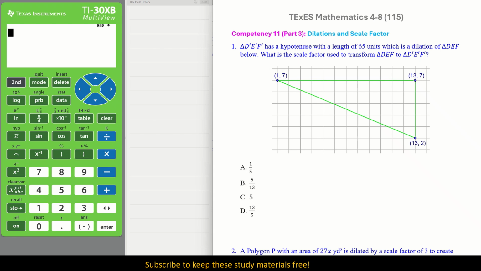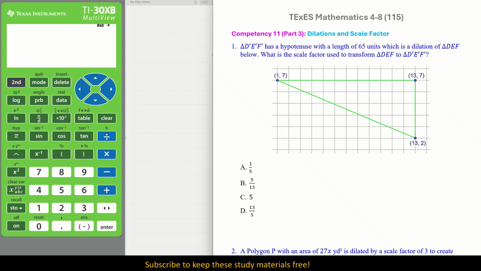Number 1, triangle DEF prime has a hypotenuse with a length of 65 units, which is a dilation of triangle DEF below. What is the scale factor using the transformation triangle DEF to triangle DEF prime? Okay, so if you think about it, looking at the length of the hypotenuse, we're increasing. So it's going to be times a value greater than 1.